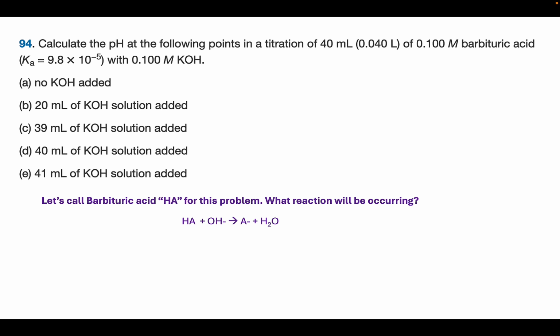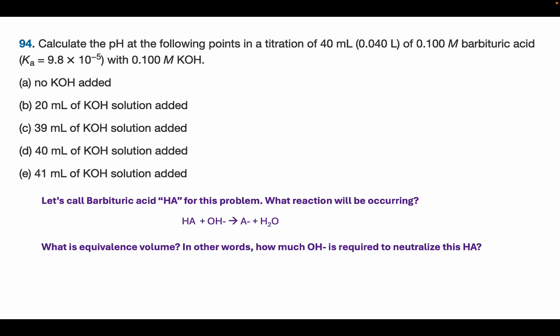Okay, with that established, which again is the reaction that occurs as we add hydroxide to this problem, we want to think, if this is a titration, what is the equivalence volume? So at what point will we have exactly the amount of hydroxide to neutralize this acid HA? And here, this is really stoichiometry, right?